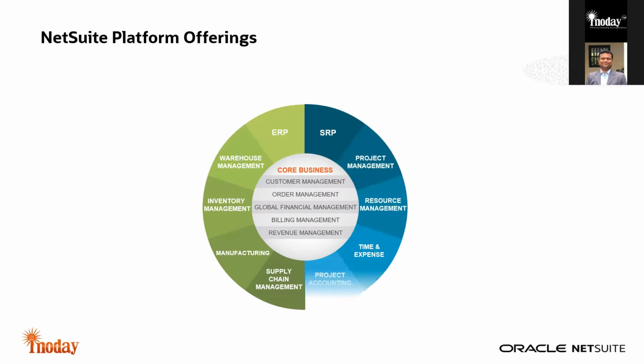And add to that, we have a complete project lifecycle, which has project management and resource management. You can book in time and expense, and you can get the complete profitability of the projects, which is aided by project accounting as a module. So this entire project lifecycle, along with an ERP being blended together, is something that we call an SRP.